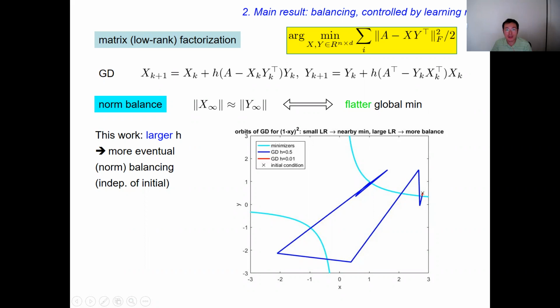So let me summarize. If you use a large learning rate in gradient descent to work on homogeneous problems, then you actually have this implicit bias. It's actually created by your algorithm. The choice of a large learning rate is part of your algorithm. So you have this implicit bias which favors more balanced solutions, and more balanced solutions are equivalent to flatter minimizers in our case. So you have actually a provable preference for flatter minimizers.